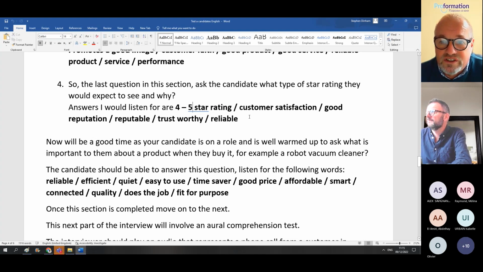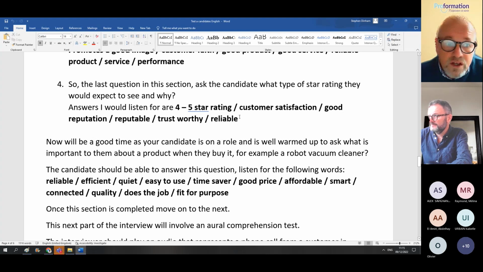Customer satisfaction, that's what we're looking for. Good reputation, reputable, trustworthy, reliable. This is how we want to be reflected in the business world amongst the customers.